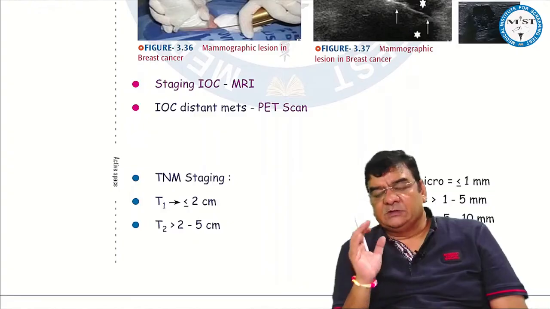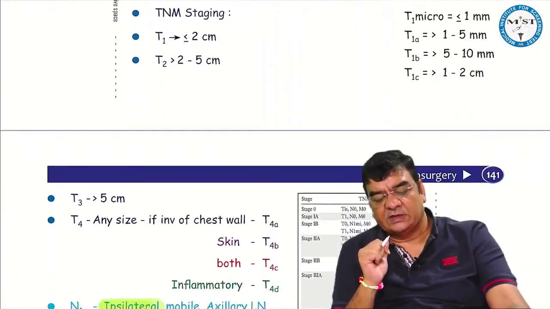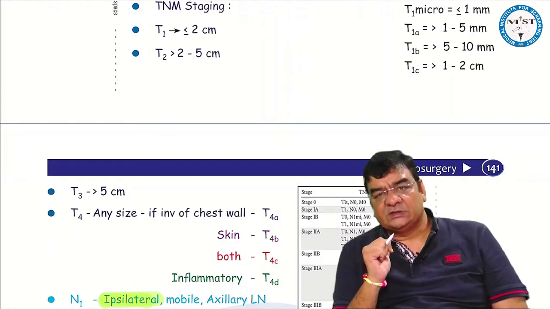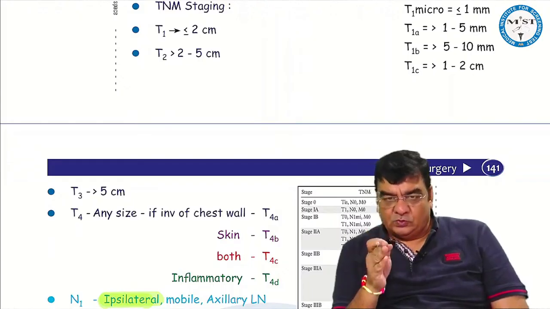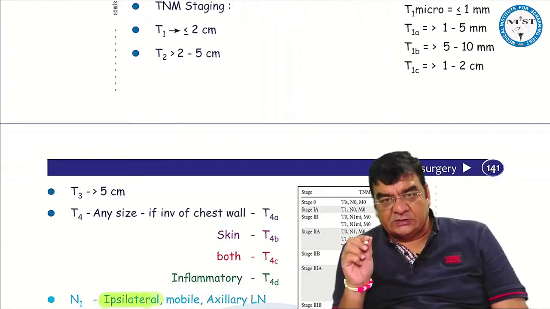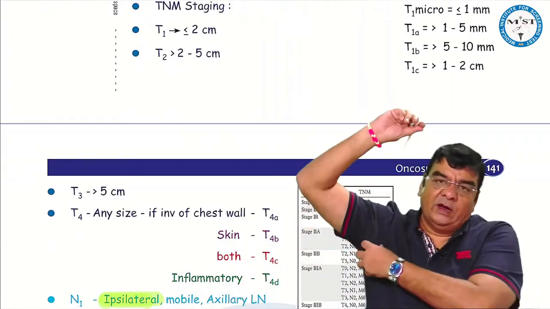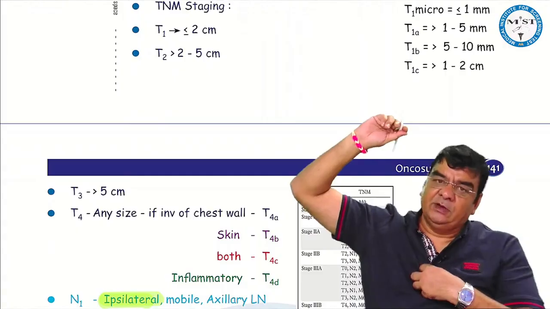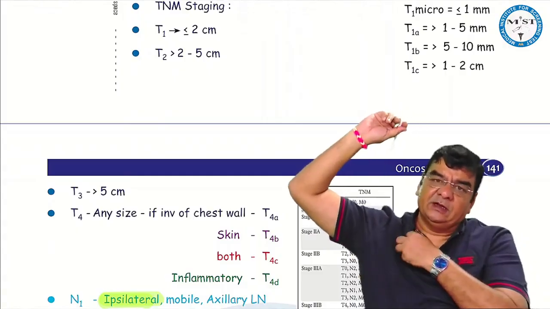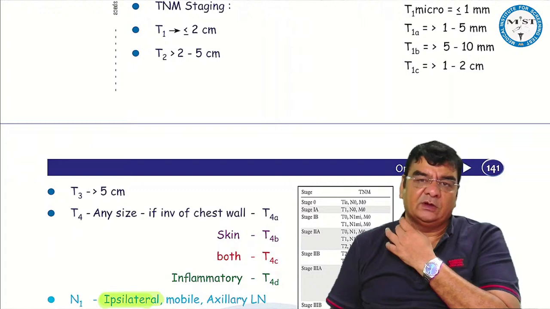Once all the investigations are done, we come to know about how far the cancer has spread, and we can do the staging. 2, 2 to 5, more than 5, any size, chest, skin, both inflammatory, mobile, fixed, internal mammary, axillary plus apical, axillary plus internal mammary, and supraclavicular.